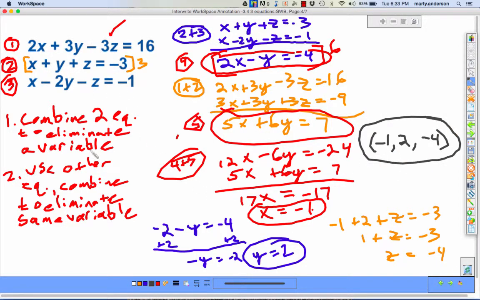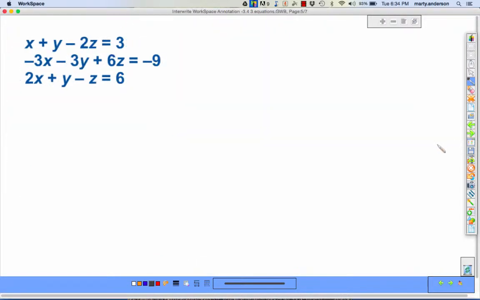Check your work, plug it in. I'll let you do that. Enjoy. Next one. This one either will have infinitely many or no solutions.